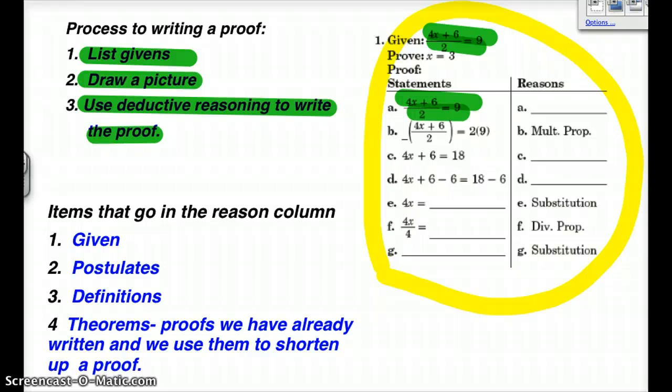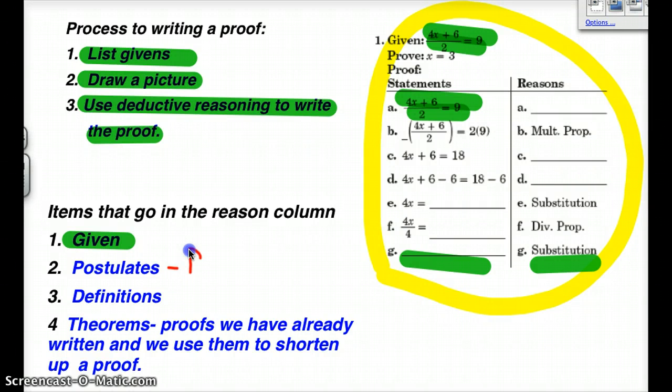A lot of times as we start to do our two-column proof, and this is a two-column proof here, people, I've got my statements and my reasons. A lot of students will say, well, what can I write in the reason column? Well, you can write your givens in the reason column. Postulates or properties, like the multiplication property, division property. Postulates would be angle addition postulate, segment addition postulate. You're going to use your definitions, like definition of midpoint, definition of congruent. And then we haven't got any theorems yet, but we'll use theorems. Those are proofs that we've already written, and we use them because they create shortcuts. So we're going to use proofs we've already written within another proof to shorten that proof.